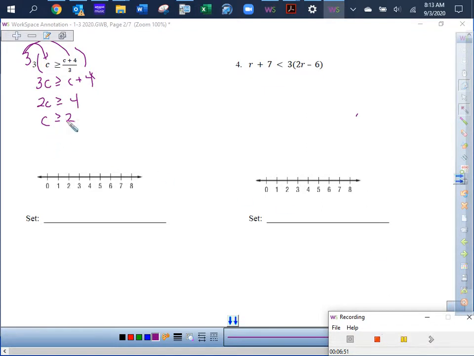So I solved it down to get c greater than or equal to 2. Go to the number line, closed dot because of the equal to bar, greater than. These are where all the numbers are greater than 2. And it's the set of all c's such that c is greater than or equal to 2.